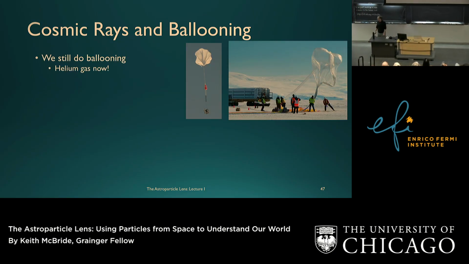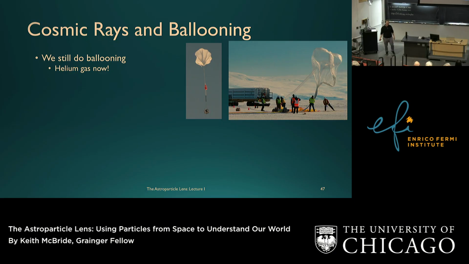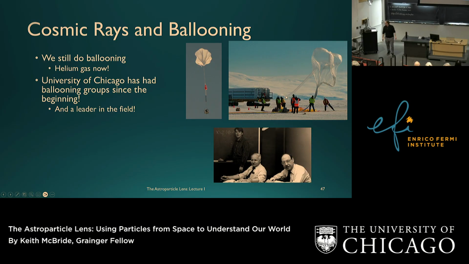So we still do ballooning, just like Victor Hess did over 100 years ago. Now we're a little smarter, and we use helium gas instead of hydrogen, right? Because I said it was explosive. And so here's an example of one of the recent balloons right here out of UChicago that was built, Helix, and as well as Pueo. This is a lot of the guys from NASA filling up the helium inside of the balloon in Antarctica, where we launched Pueo just 3 months ago. And the University of Chicago has actually played a leading role in the development of this for 100 years, right?